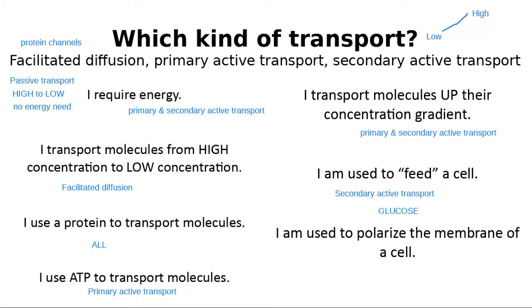Yeah, exactly. Primary active transport, as in the one that chops up ATP. The goal of that kind of transport is to polarize the membrane. Now, polarizing the membrane is a term back from lesson number 2. What did it mean if a cell's membrane was polarized? What's happening if it's polarized?